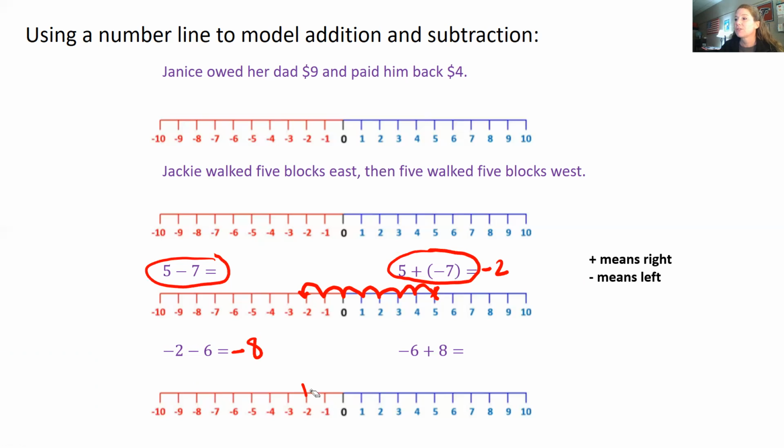And try this one. All right, it tells us we're starting at -6. We're going to start here, and we're going to go right 8. So we're going to go right 1, 2, 3, 4, 5, 6, 7, 8 spaces. So we're going to land at +2. So -6 plus 8 gives me +2.